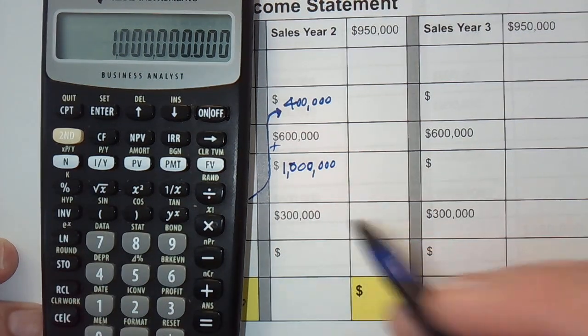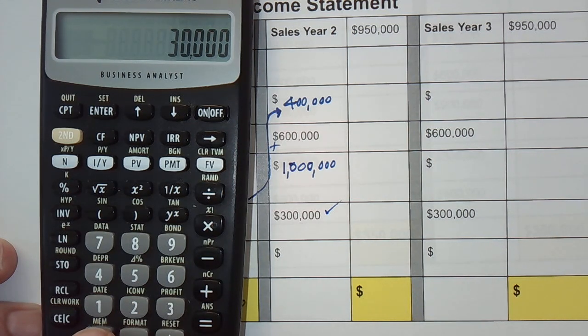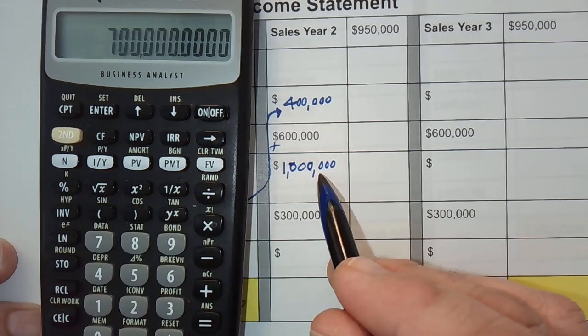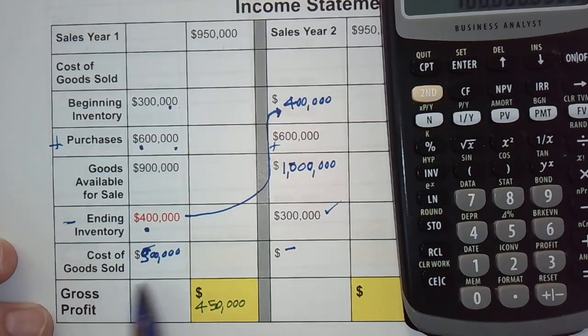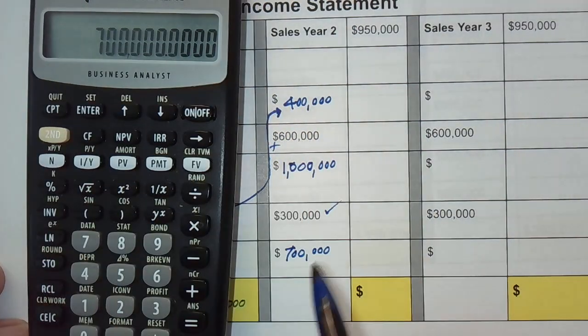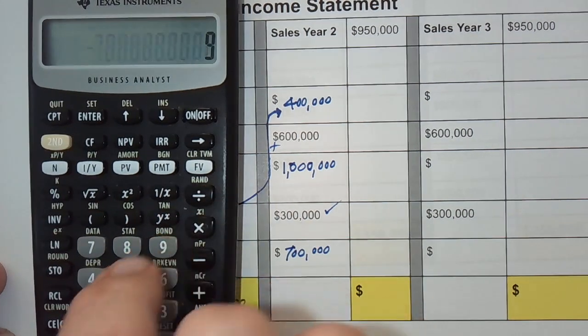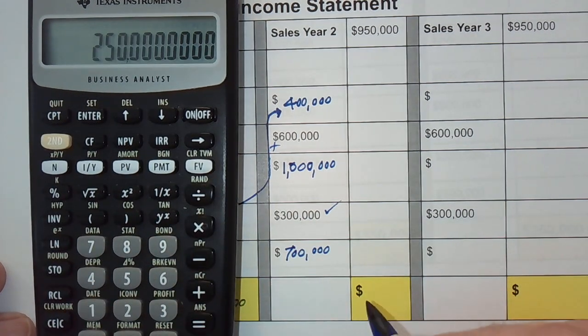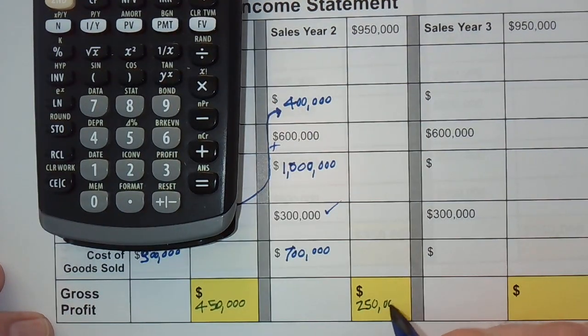At the end of the year, we take the inventory again, and this time we correctly get 300,000. So I'm going to subtract that 300,000 from our $1 million worth of inventory available for sale, and that gives us a cost of goods sold of 700,000. I subtract that 700,000 from our sales of 950,000, and that gives us a gross profit of 250,000.